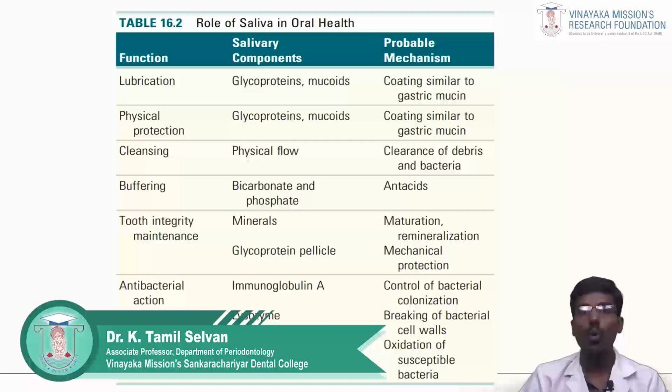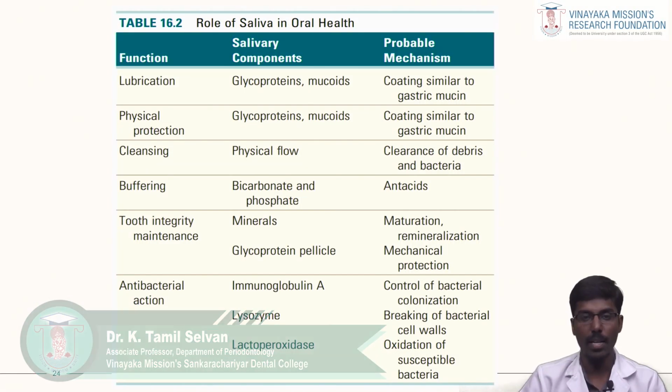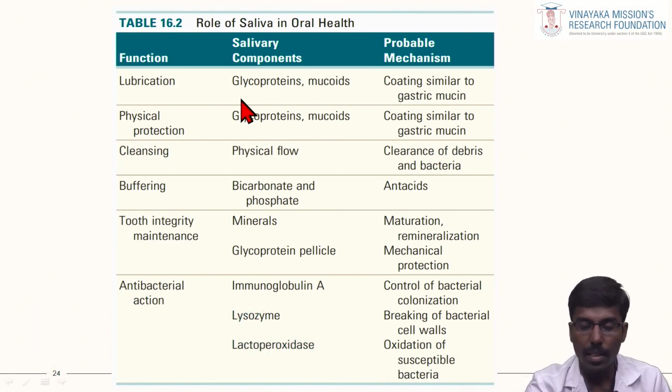Now coming on to the role of saliva in oral health. As we can see, these glycoproteins and mucoids are nothing but coating agents similar to gastric mucin. This helps in both the lubrication and the physical protection property of the saliva.